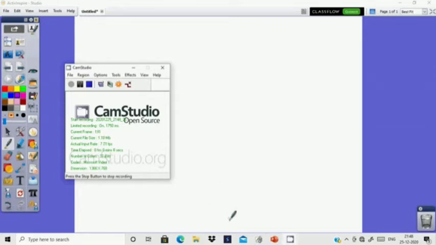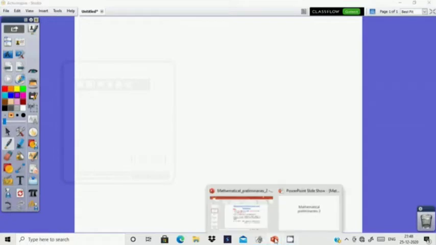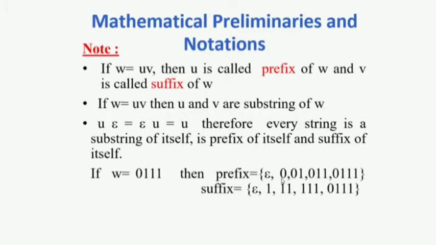So, in today's lecture, we will be discussing the second concept called mathematical preliminaries. In the first part we discussed the mathematical preliminaries, and we will be discussing some more concepts related to them. In mathematical preliminaries, you should know what is meant by prefix and suffix.